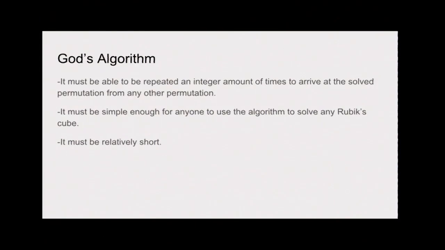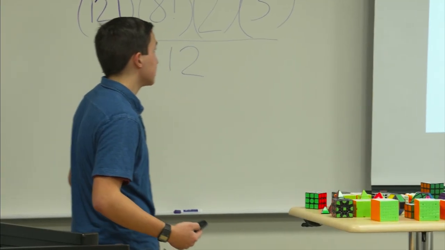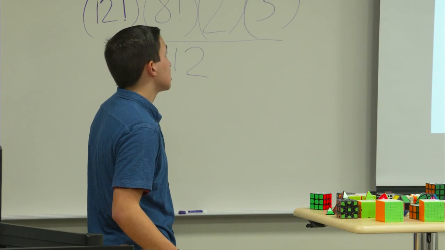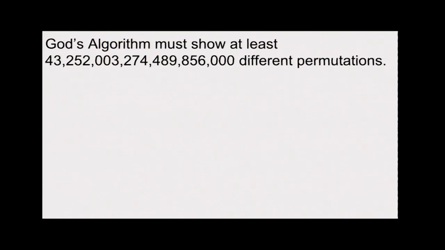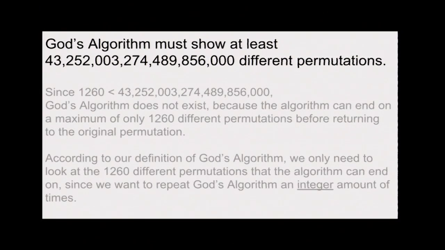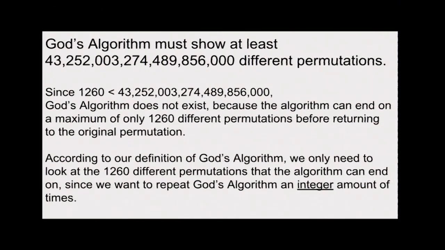It must be simple enough for anyone to use the algorithm to solve any 3x3 Rubik's Cube, and it must be relatively short. So let's see, can this exist? God's algorithm must show at least 43 quintillion different permutations. And since 1,260 is not as large as 43 quintillion, God's algorithm does not exist, because the algorithm can end on only a maximum of 1,260 different permutations before returning to the original permutation.